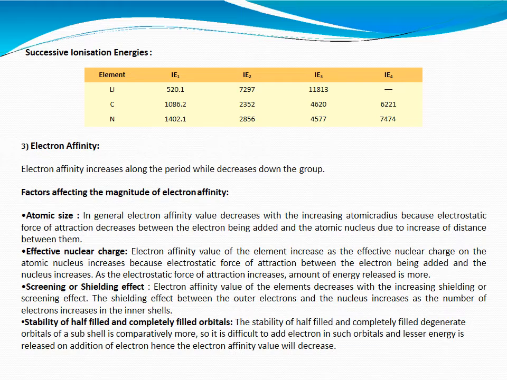The shielding effect between the outer electron and the nucleus increases as the number of electrons increases in the inner shell. Fourth is stability of half-filled and completely filled orbitals. The stability of half-filled and completely filled degenerate orbitals of a subshell is comparatively more, so it is difficult to add an electron in such orbitals and lesser energy is released on addition of an electron, hence the electron affinity value will decrease.